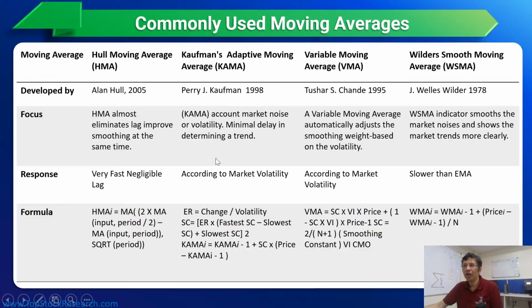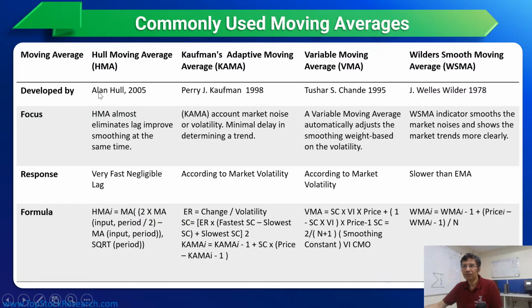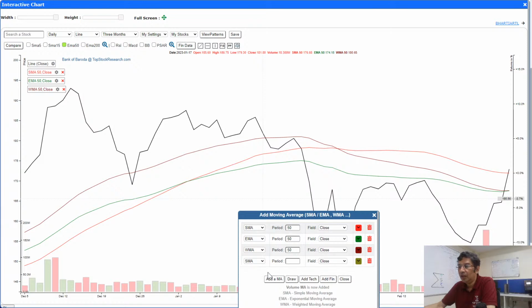How does it react? When we look at things, all these moving averages have a lag. Each one of them has a certain lag. So for a very dynamic market or for short-term movement, a good moving average is one where the lag is much lower. Alan Hull created a moving average that tries to eliminate the lag, and which is much faster. So let's try to plot another moving average here, which is Hull.